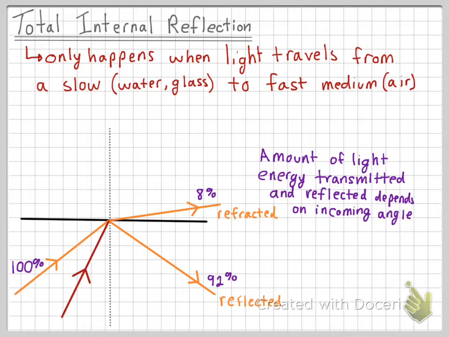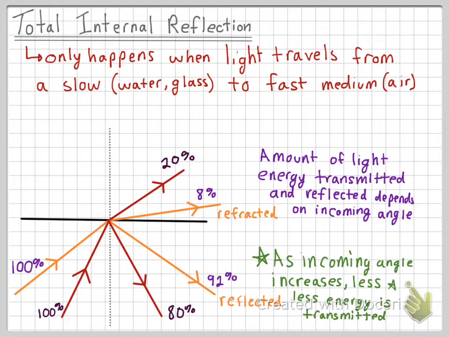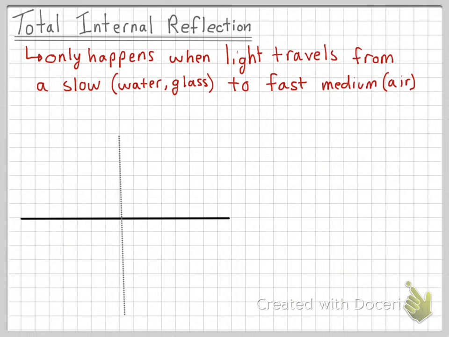Let's explore what happens to a wave that has a smaller angle with the normal line. We know that some of the wave is going to be reflected and refracted. But we also find out that the closer the wave is to the normal line, the more the light is refracted. We then see that as the incoming angle increases, less and less energy is transmitted to the other medium. Let's look at this idea more closely.